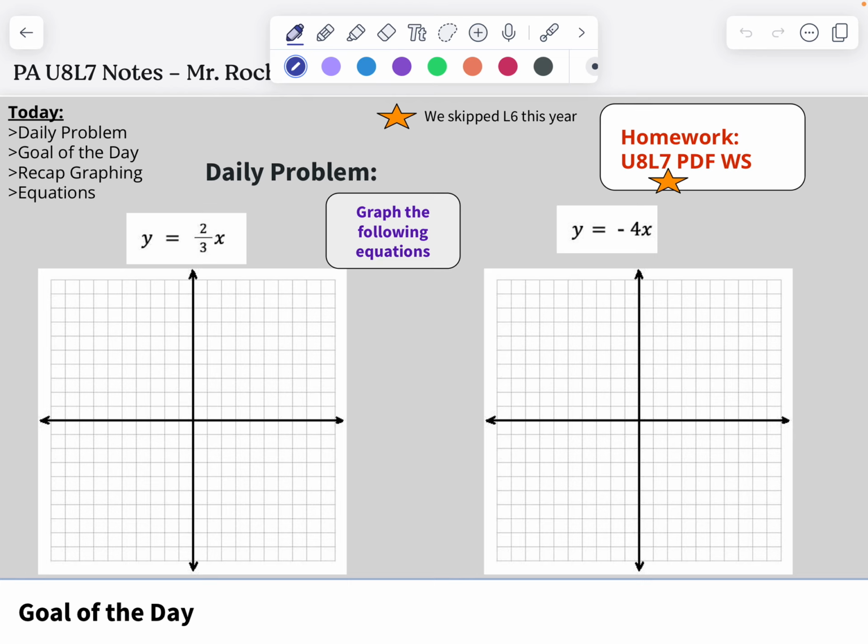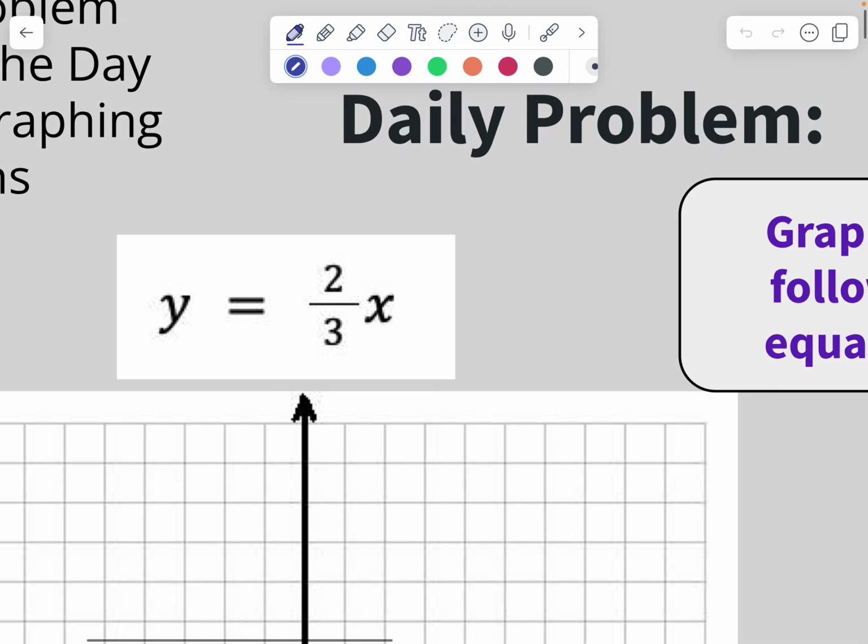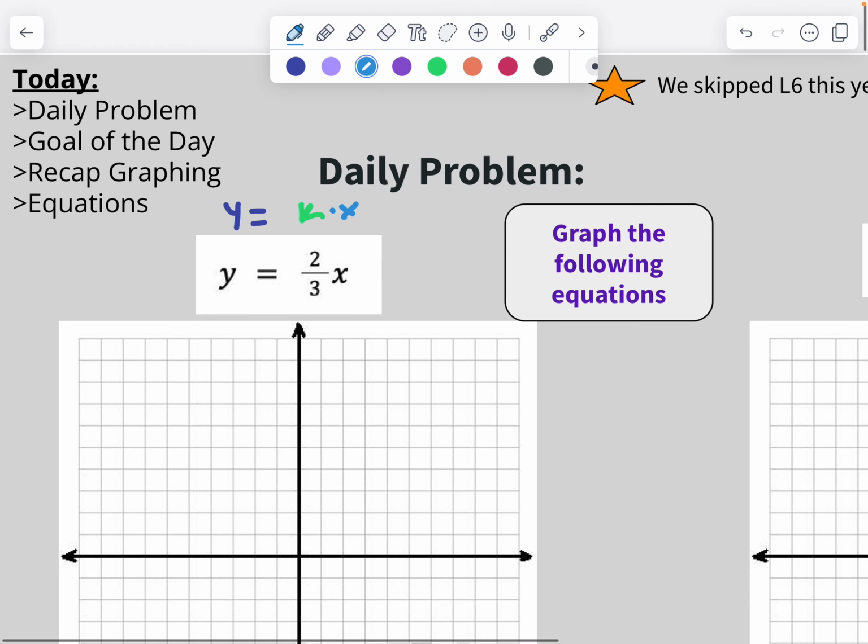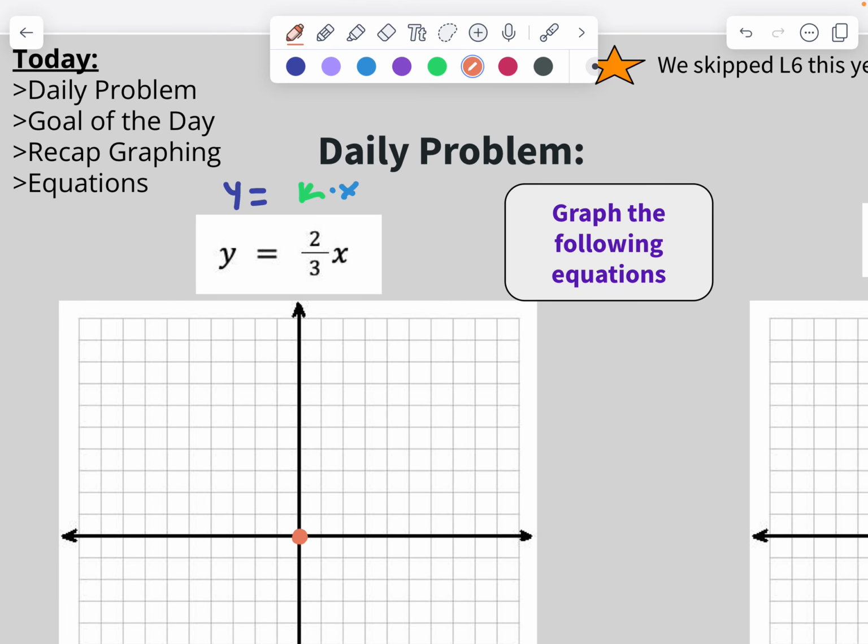The daily problem today is going to have you graph a couple of equations. The biggest thing that we need to look at here is what information do we get from y equals k times x. That's our typical format. What information is given to us? This is a proportional relationship. So as always with proportional relationships, we're going to start at 0, 0. And like I said, I would encourage you, if you haven't already, to pause the video and see what you can come up with. How would you graph this?